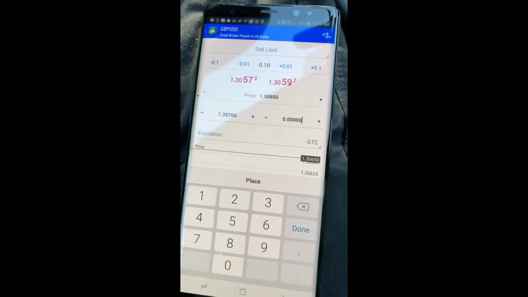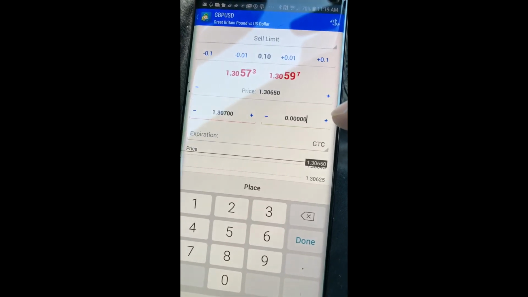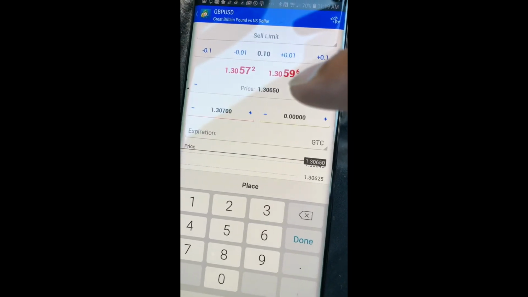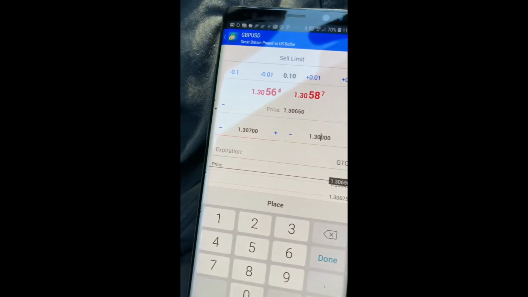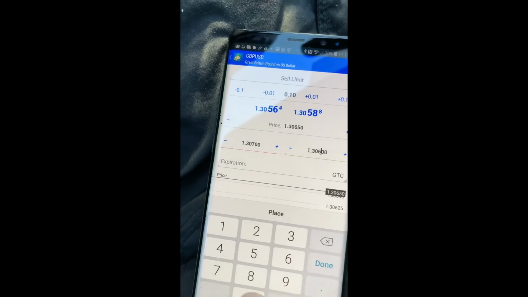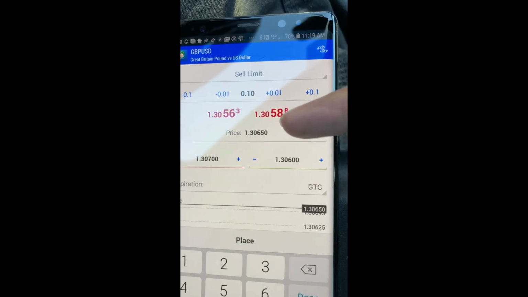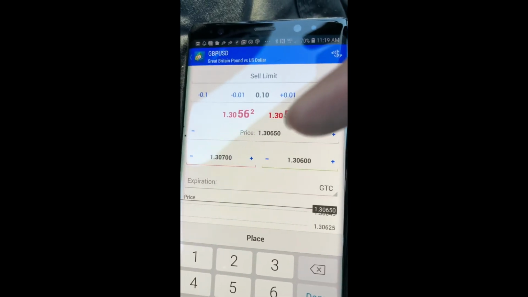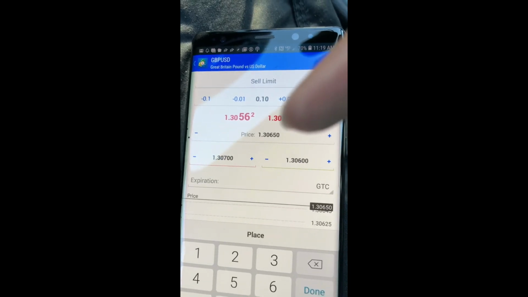This is the Android MetaTrader 4 app. So over here on the green line, the take profit for the sell limit order, my target profit needs to be below the current price, the entry price. So 1.3060. Now you can see my entry price is placed above the current price. My stop loss is placed above the entry price, and my target profit is placed below the entry price.